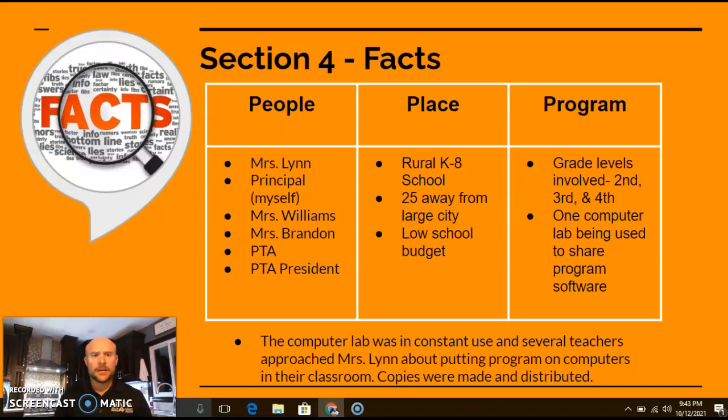Facts: the people, again, Mrs. Lynn, myself the principal, Mrs. Williams, Mrs. Brandon, the PTA, and the PTA president. Place, like I said, rural school district. We're about 25 miles away from a large city. We are on a low school budget. Program, second, third, and fourth grades. We're all sharing one computer lab that has the software on it. The computer lab is in constant use, and several teachers approached Mrs. Lynn about putting the programs on the computers in their classrooms. Copies were made and distributed to these.